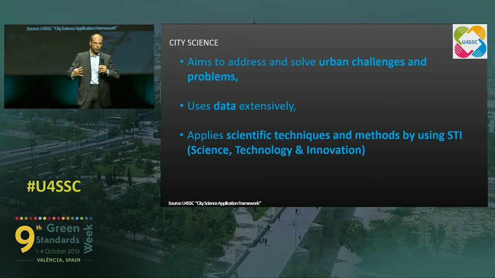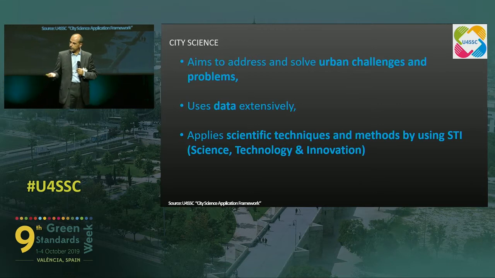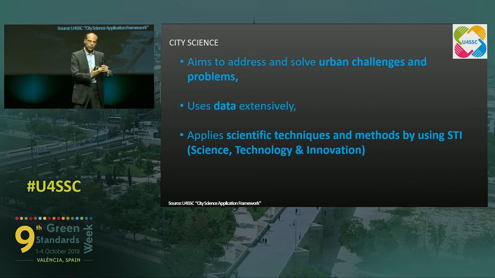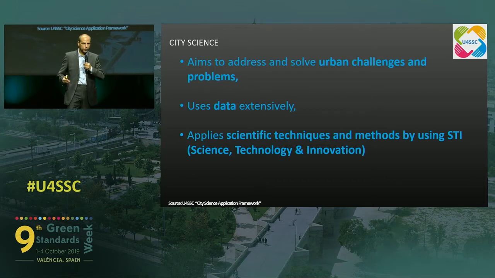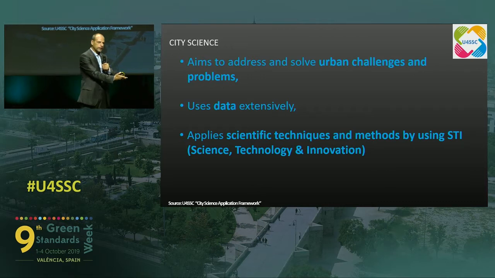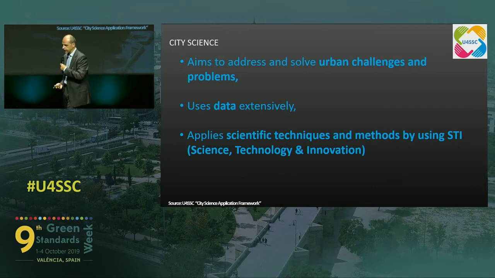So data is almost the raw material, and using scientific techniques and methods, science and technology innovation, as an engine that uses data as a raw material and then solves the urban problem. So we are trying to model the urban problems in this deliverable in a physical context, in an urban context. We model them, we solve the model, and then we apply it again to the problems in the urban context. So that's the approach that we have taken.